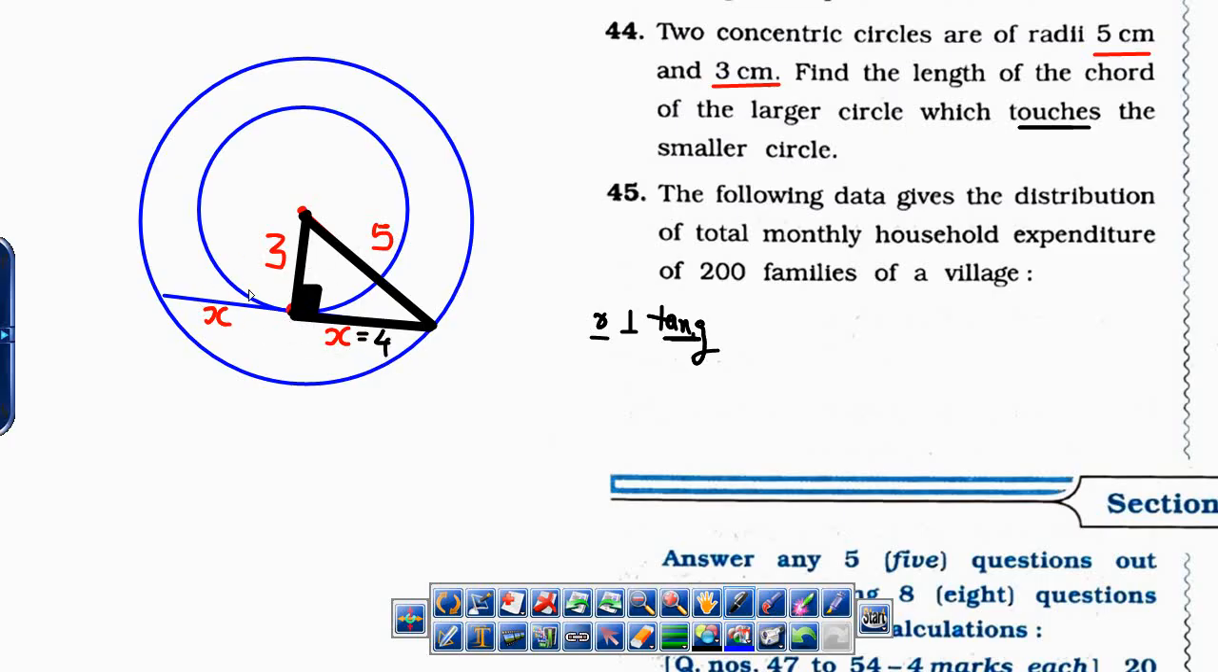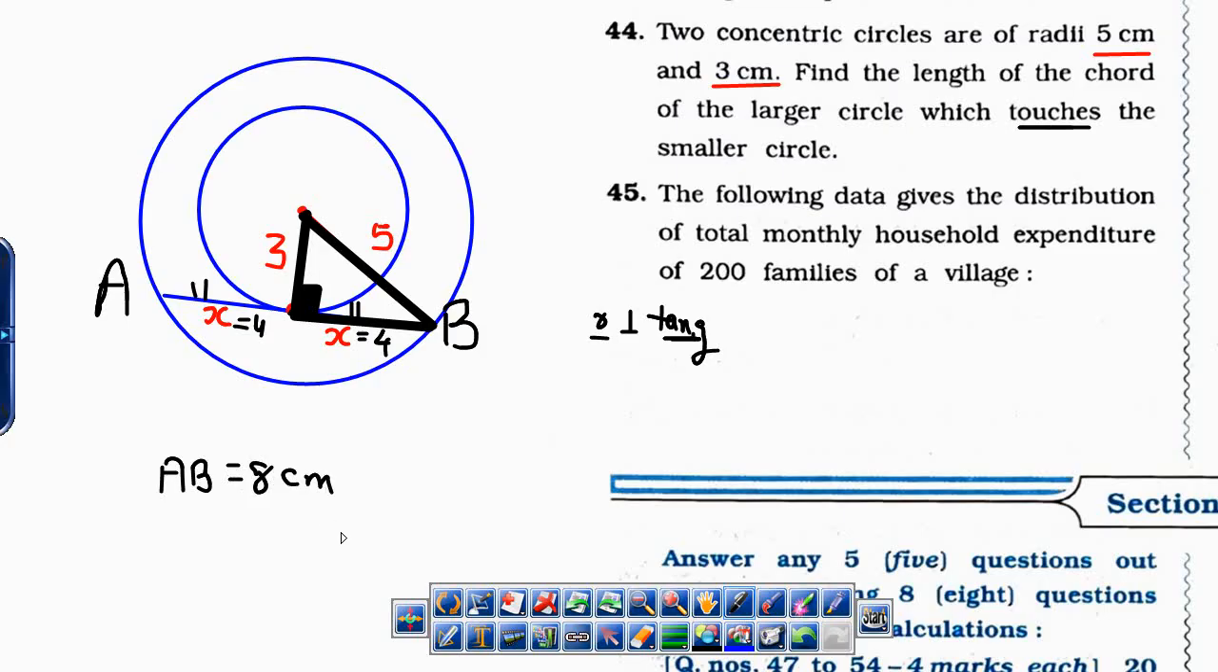Also, this is another situation where this side and this side are same. Therefore, this is also 4. And hence, we have found out the length of the chord is 8 centimeters. Final answer.